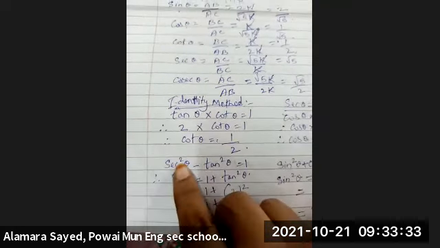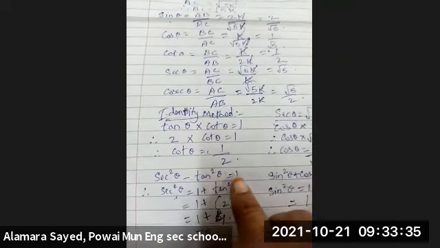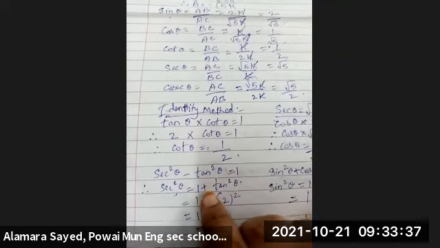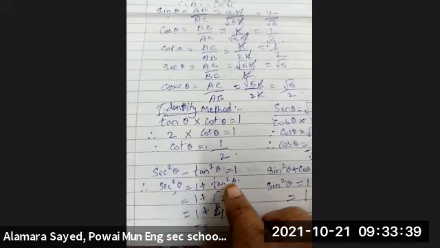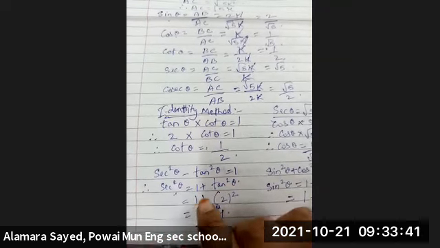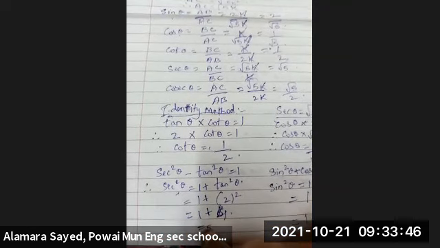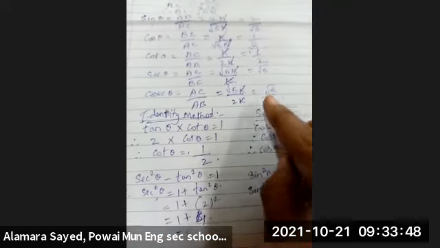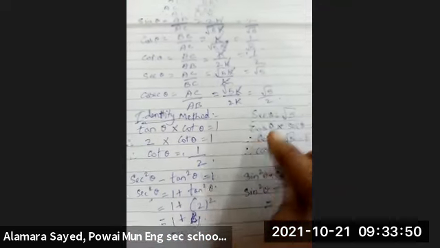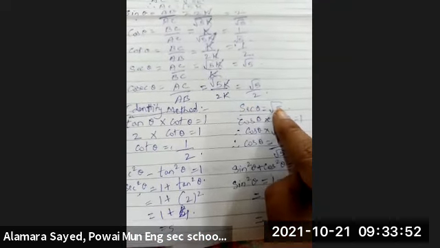The same way, sec square theta minus tan square theta is equal to 1. So sec square theta is equal to 1 plus tan square theta, which is 1 plus 2 whole square. 2 square is 4, so 1 plus 4 is equal to 5, and this is the value of sec square theta. So we have to find sec theta, which is equal to root 5.